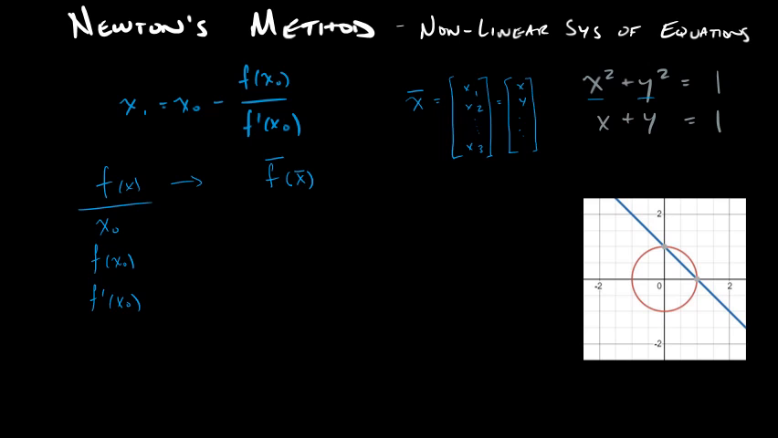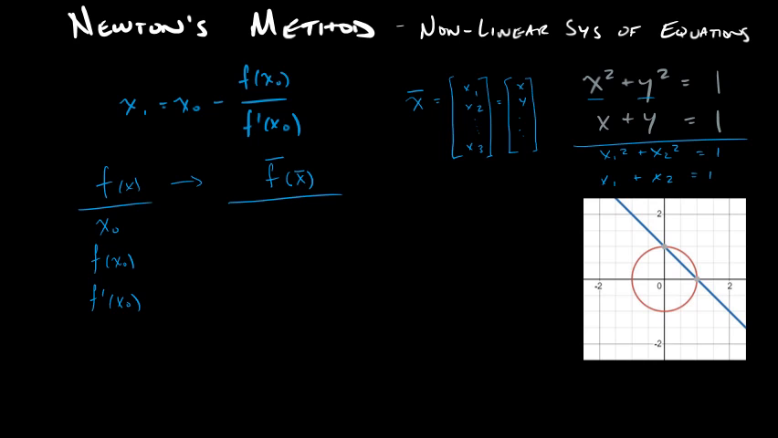And so that just makes this equation x1 squared plus x2 squared equals 1, and this x1 plus x2 equals 1. So that's what this little x bar is. It just means I have more than one variable. And this bar here means that my function is a set of functions, one for each of these.